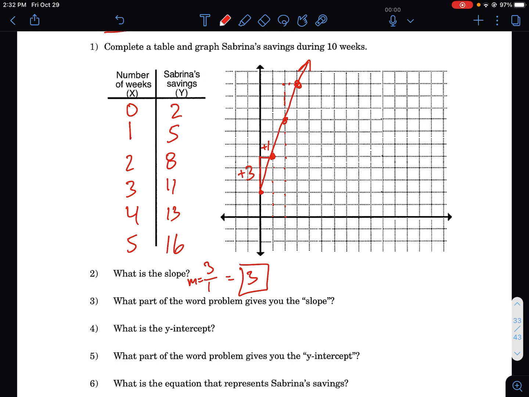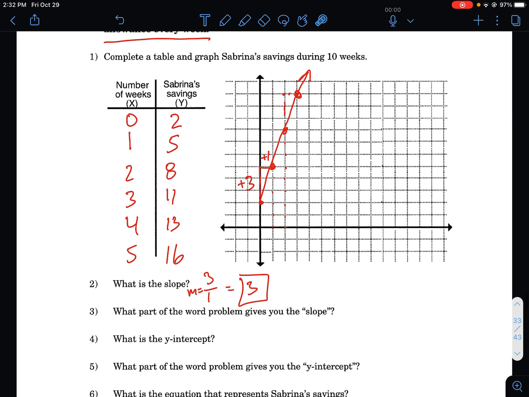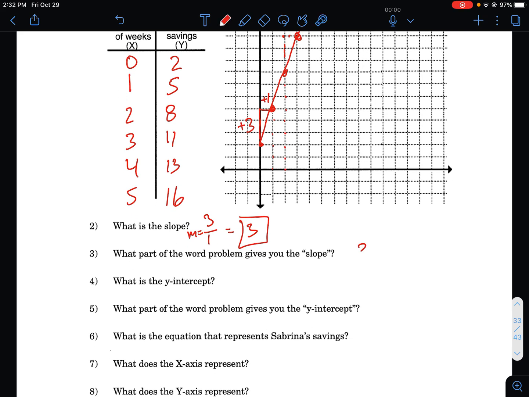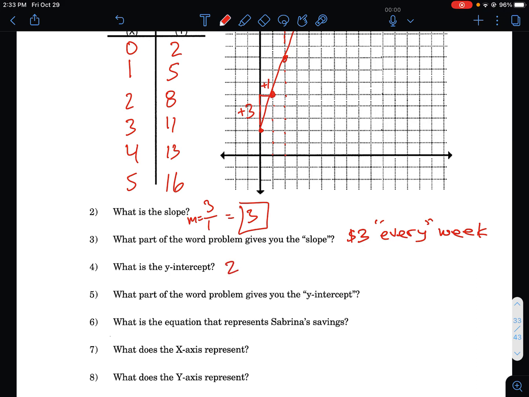What part of the word problem gives you slope? Well, you'll know it's a slope if it's some kind of rate, like it's $3 from her allowance every week. So I would write it's when it says $3 every week. Because that means this is an amount that kind of changes her total. What is the y-intercept? The y-intercept is where x is 0. You could find it right here. It's 2. Or you could find right here. It's also 2. The y-intercept is 2.